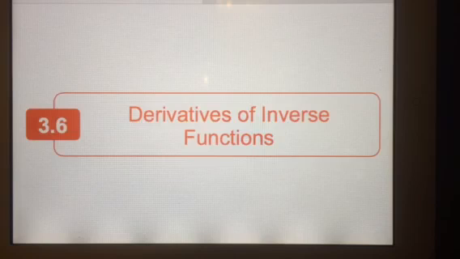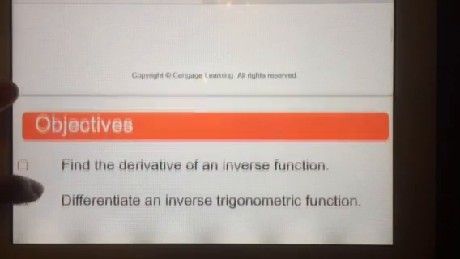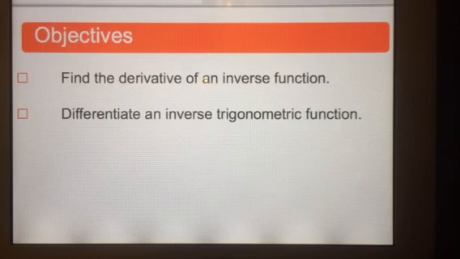And this is in section 3.6. The objectives of this section are to find the derivative of an inverse function and differentiate an inverse trigonometric function.